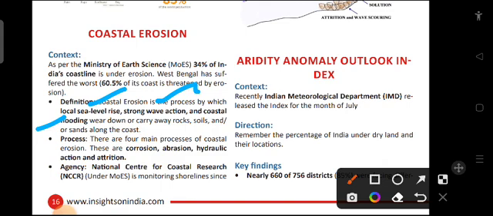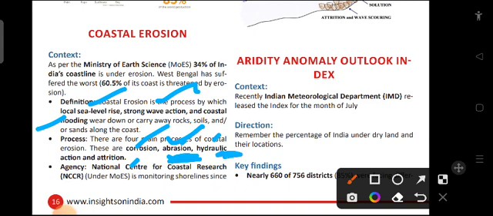There are four main processes of coastal erosion: corrosion, abrasion, hydraulic action, and attrition. Corrosion is basically corroding of the particles due to acid or something of that sort. Abrasion is because of the strong waves, they bring sand and some heavy particles, and the coastline erodes because of that.